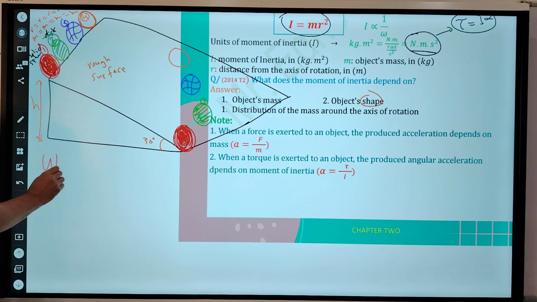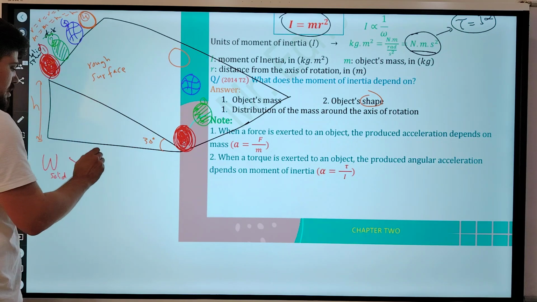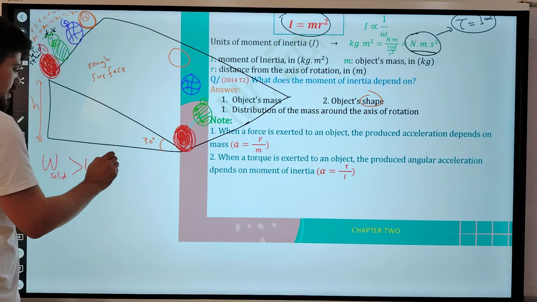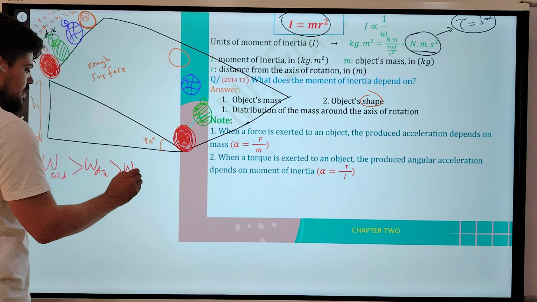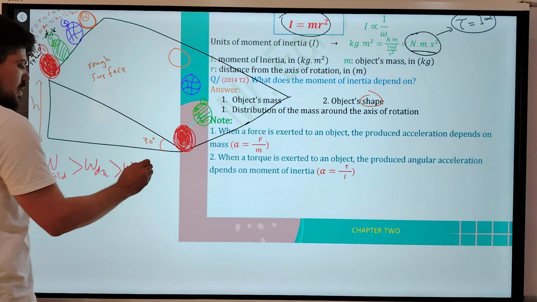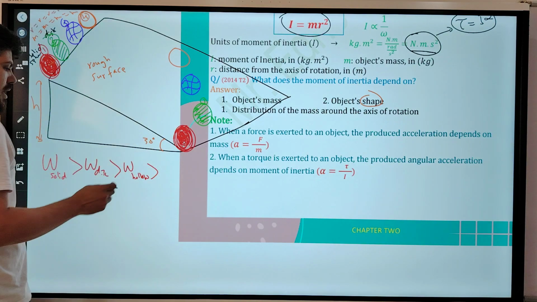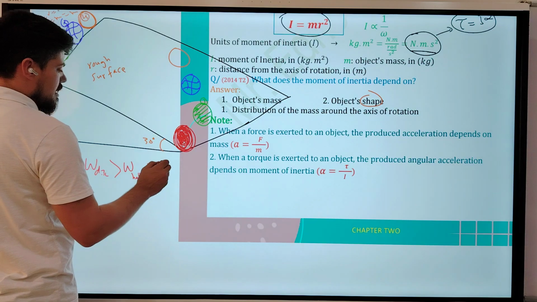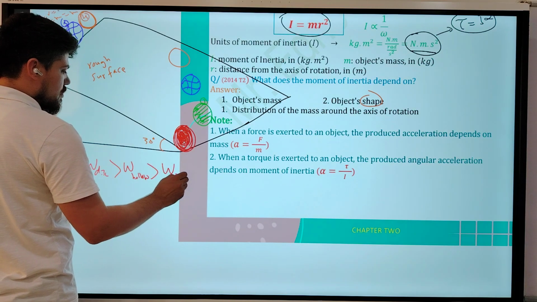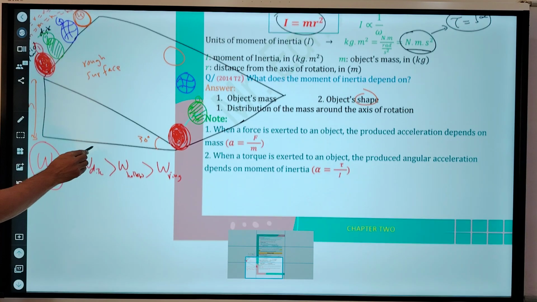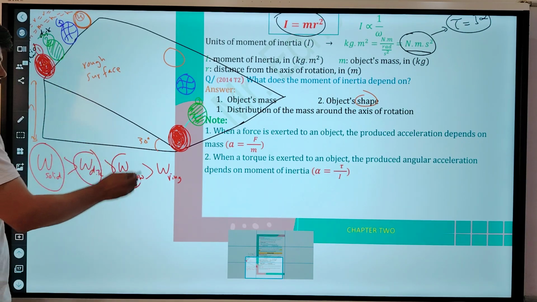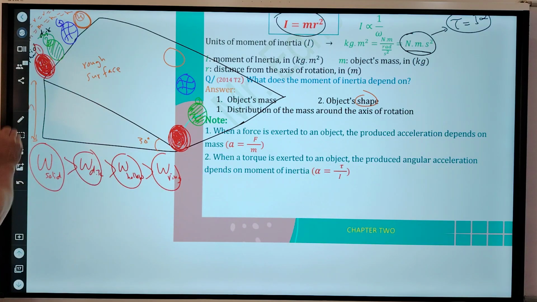The solid sphere. The angular speed of the solid sphere is bigger than the angular speed of the disc, and the disc is bigger than the hollow sphere, such as a basketball, and that is bigger than the angular speed of the ring. So that is why the solid sphere came first. The second one, the disc. Okay? The third one, hollow sphere. The last one, ring.